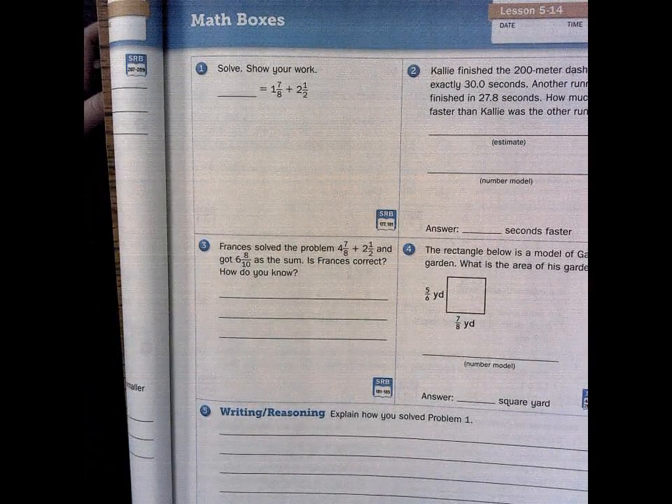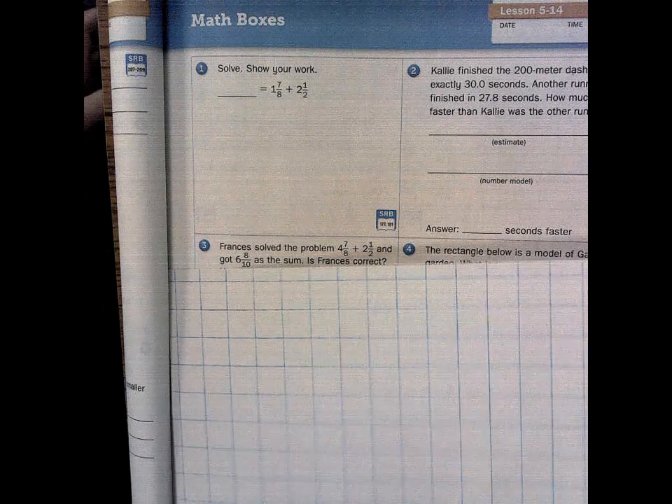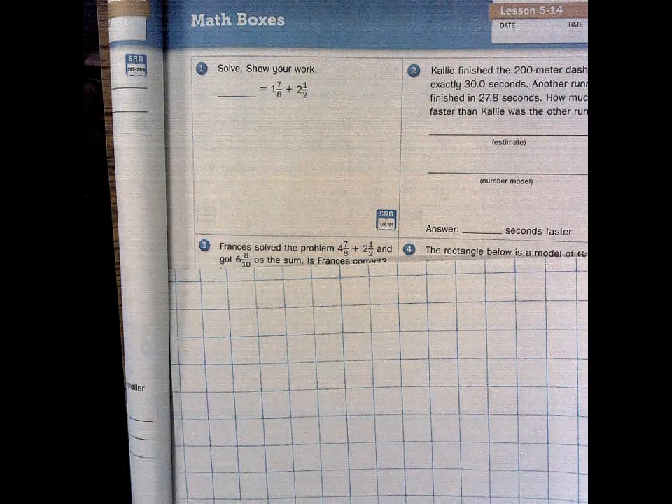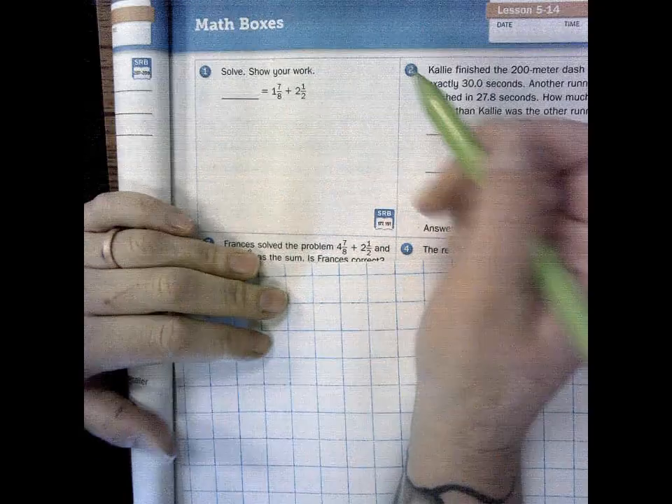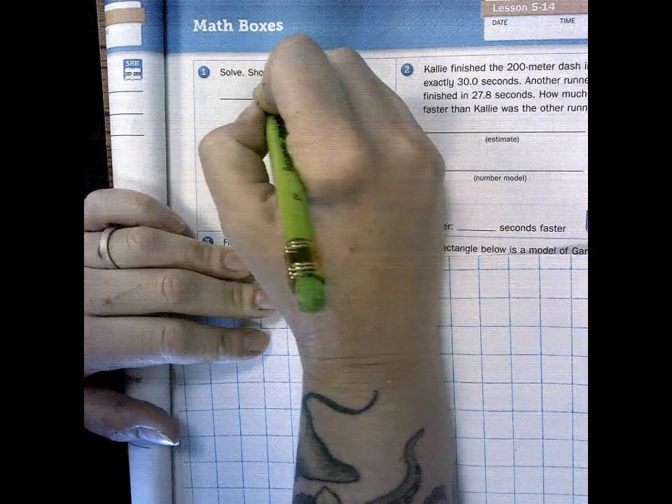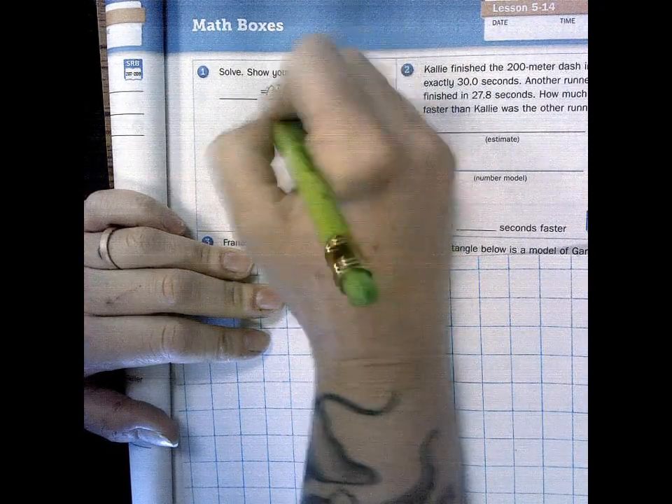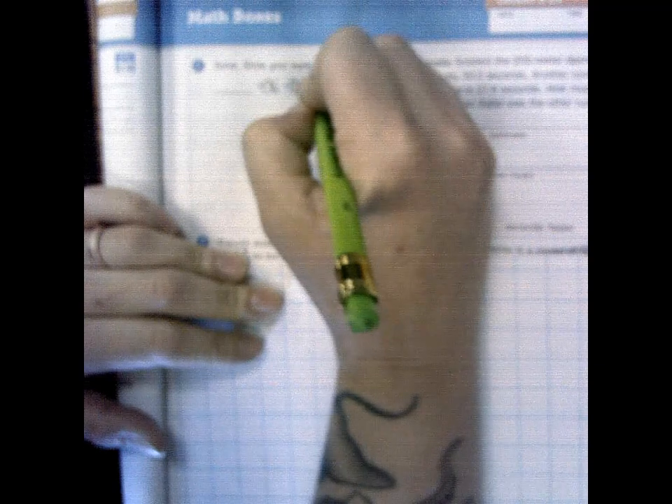Okay, we're going to be working on page 193. Solve and show your work. We have 1 7/8 plus 2 1/2. So what I'm going to do here is take out my whole numbers and add them together. So I know 1 plus 2 is 3. Now I have 7/8 and a half.